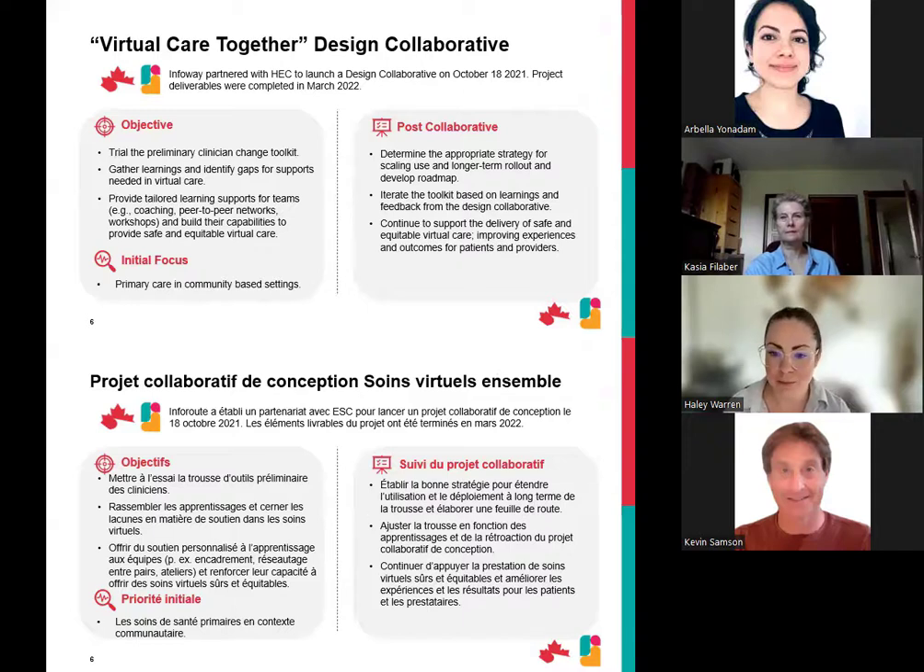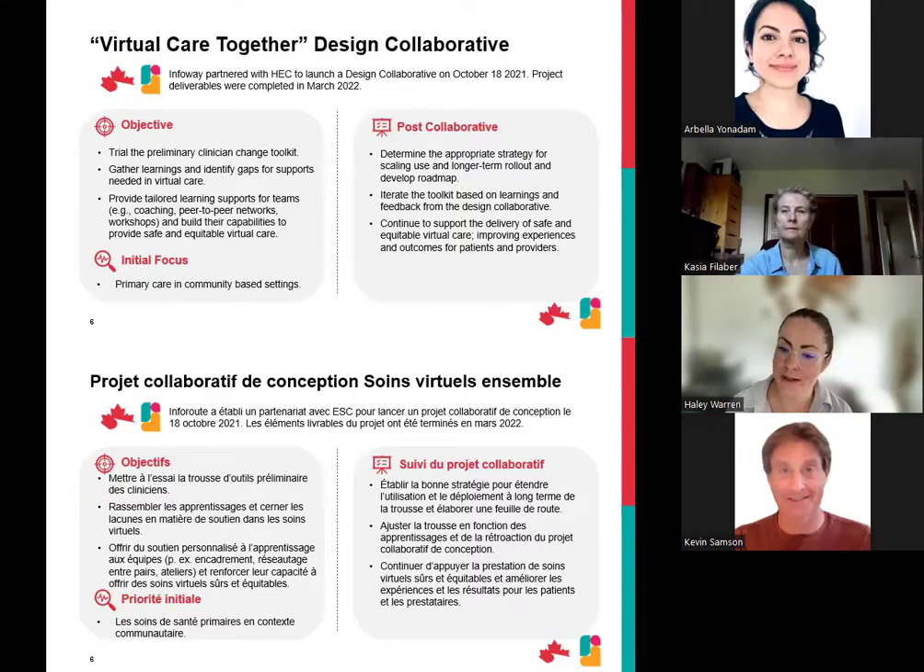Teams were provided a preliminary clinician change toolkit that contained identified virtual care resources across three main areas: appropriateness of virtual care, quality and safe virtual care interactions, and the use and optimization of virtual care. Over the 6 months we worked together, teams were provided tailored learning supports that included coaching, peer-to-peer networking, and workshops focusing on various elements of virtual care to build teams' capabilities to provide safe and equitable virtual care.